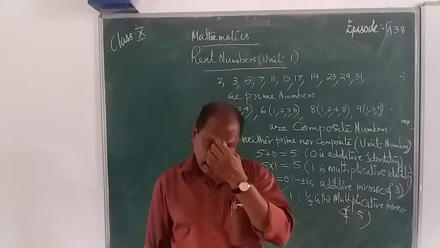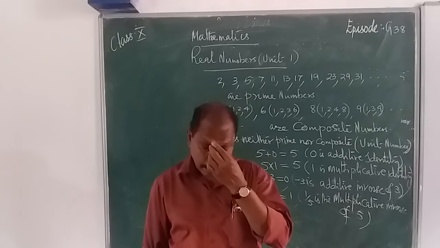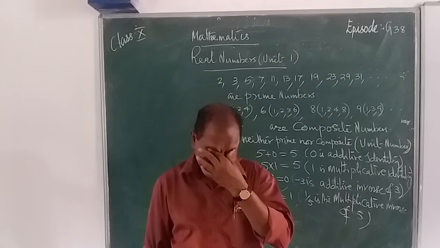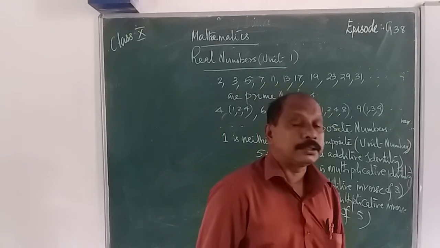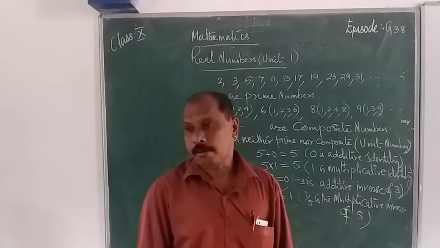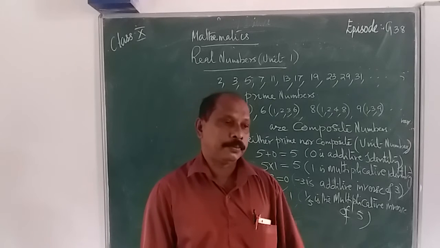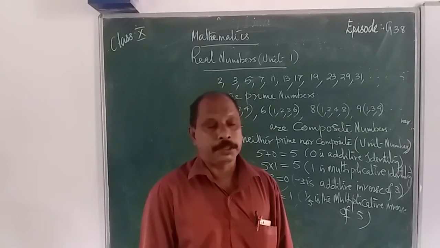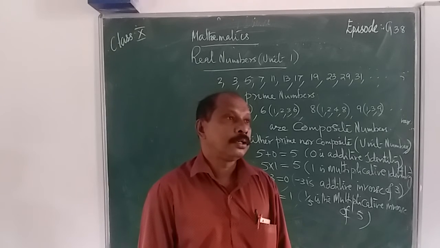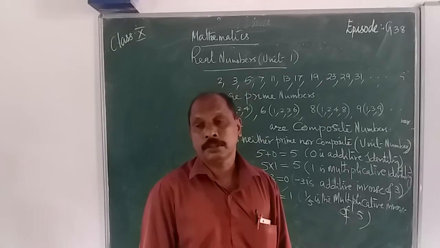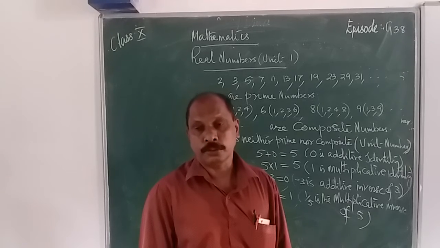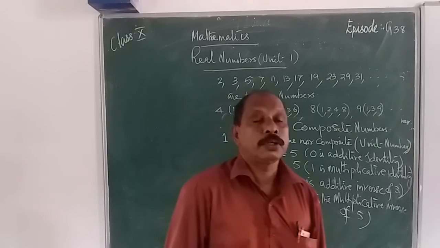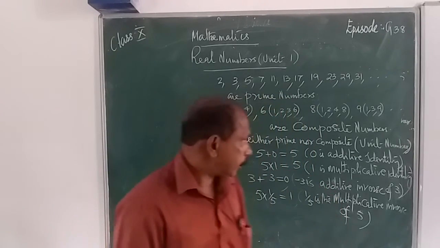Then, a number whose only factors are 1 and that number itself is known as a prime number. All numbers other than primes in the number system are known as composite numbers. That means 4 has factors 1, 2, 4. 6 has factors 1, 2, 3, 6. Therefore, they are composite numbers.